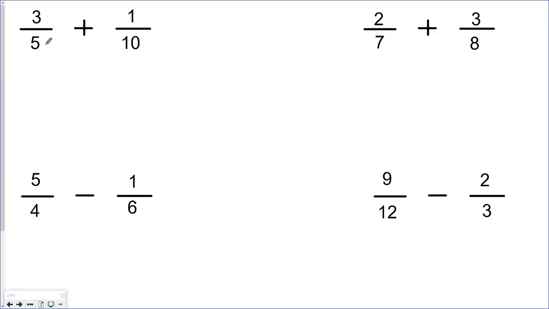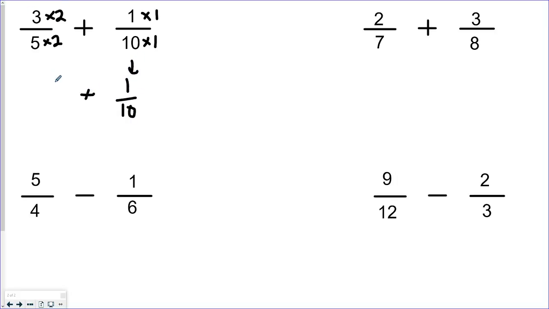Because I can make a 5 into a 10 by simply timesing it by 2. And I can make a 10 into a 10 by simply timesing it by 1, or just by leaving it alone because it's the same thing. Now again, the rule is whatever you do to the bottom, you have to do to the top. So if I times the bottom by 2 here, I have to times the top by 2 there. And if I times the bottom by 1, I have to times the top by 1, which again really doesn't change anything. So this fraction really just stays the same.